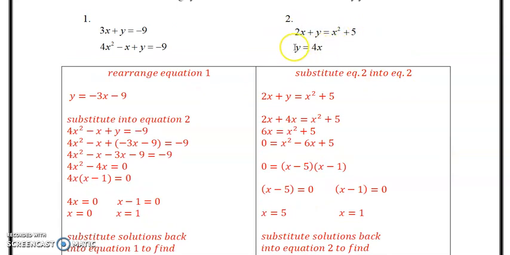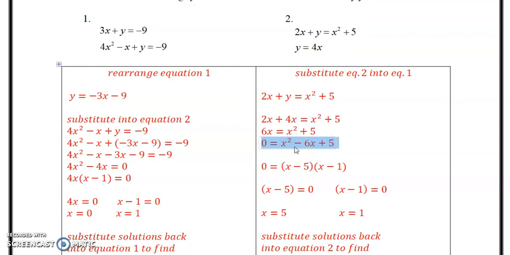And example 2 has done the same thing. Again, substitution. This is already y equals 4x, so we just plug this into the first equation, right? So we're going to substitute equation 2 into equation 1. Everywhere we see y, there's the first equation, and then I replace y with 4x. Add the 2x and the 4x, get 6x. Subtract the 6x from both sides. I get 0 equals x squared minus 6x plus 5.